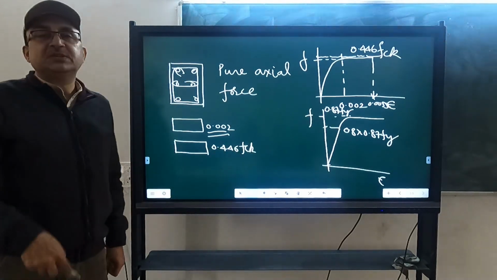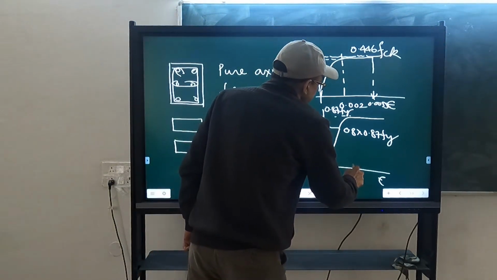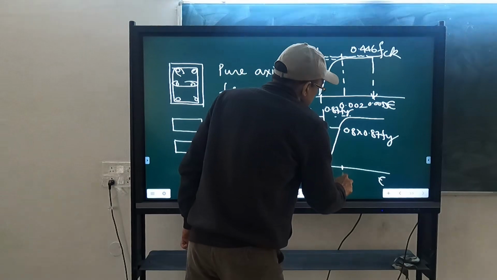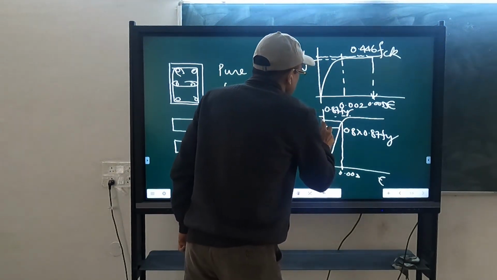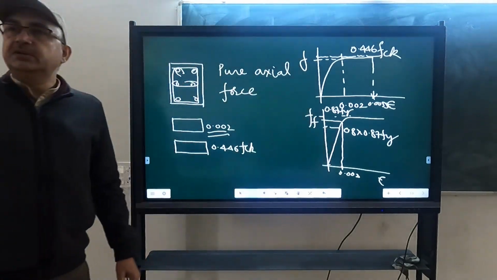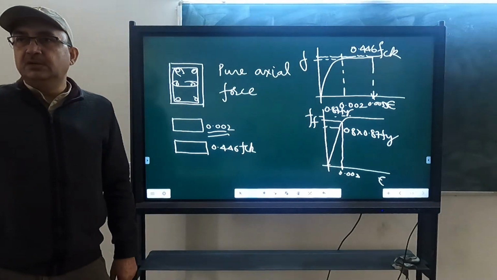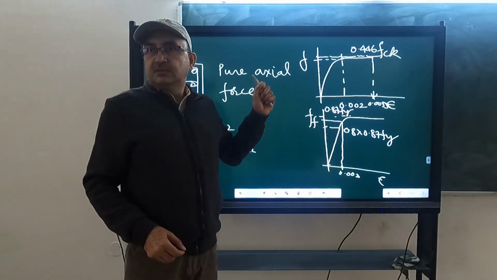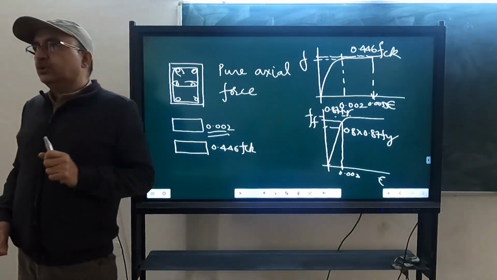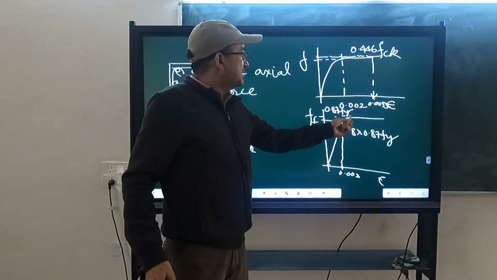Now let us see what will happen to the steel. At the same strain of 0.002, you have to calculate the stress, whatever it is. It may be 0.87 Fy. It may be less. Generally it will be less than 0.87 Fy. Why? Because 0.002 is the proof strain itself, so at 0.002 it can't reach this point.